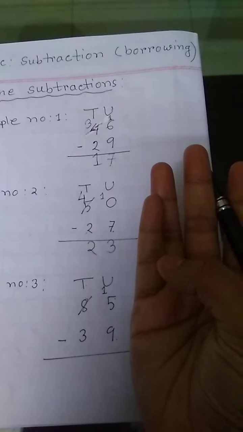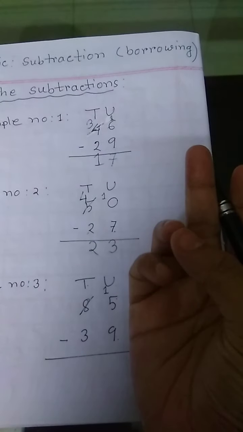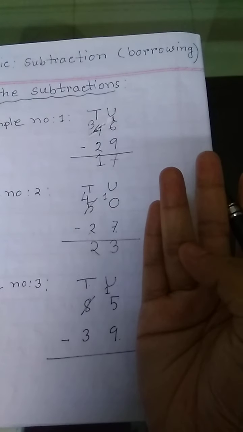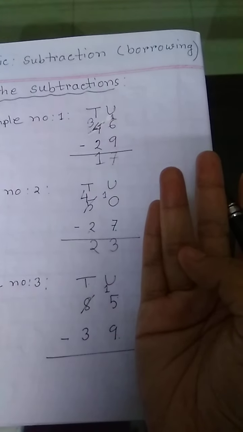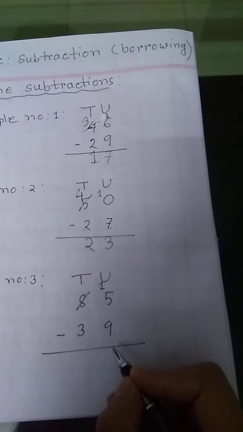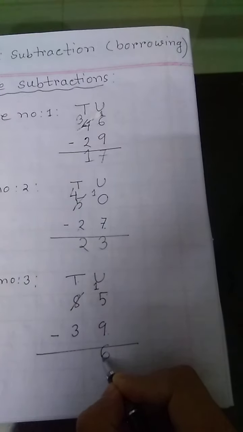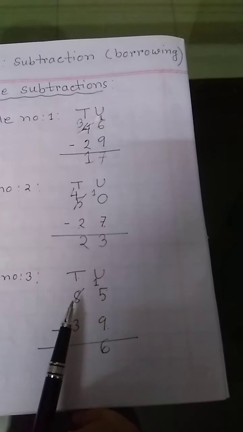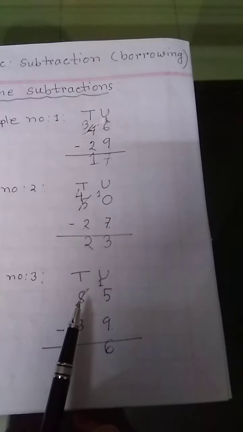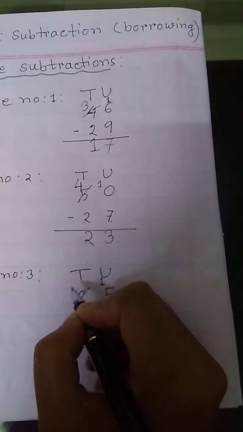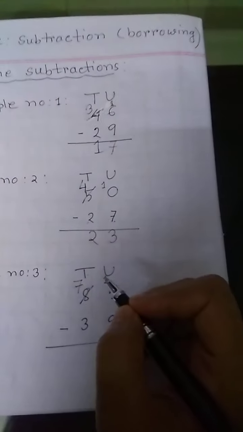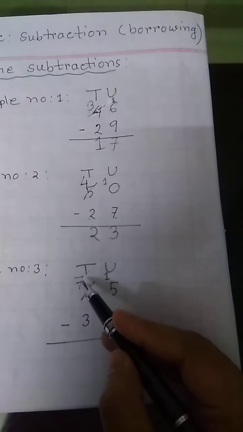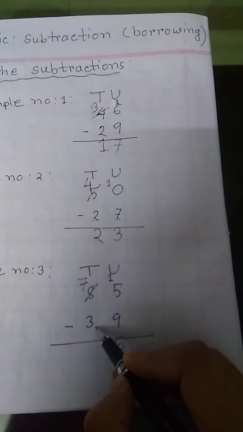9, 10, 11, 12, 13, 14, 15. Where have I stopped my counting? Here on number 6. So 6 will be the answer. Now as I have taken 1 from 8 tens, so 7 is here instead of 8. Here is 7, here is 3, right?